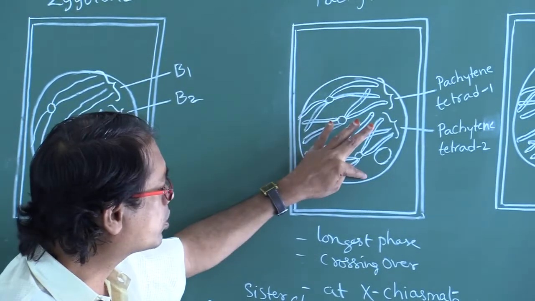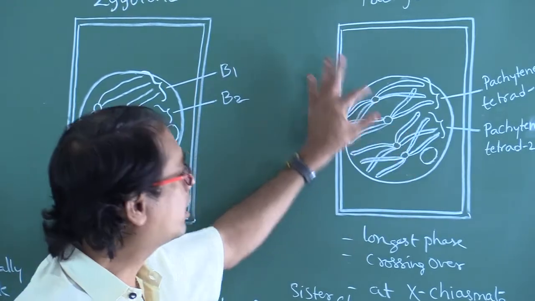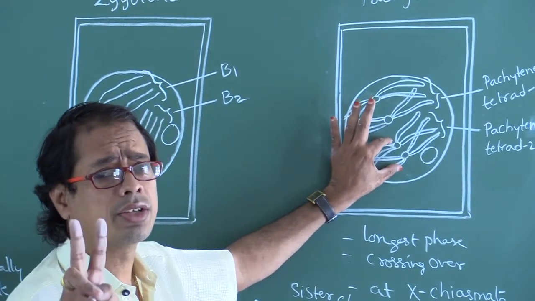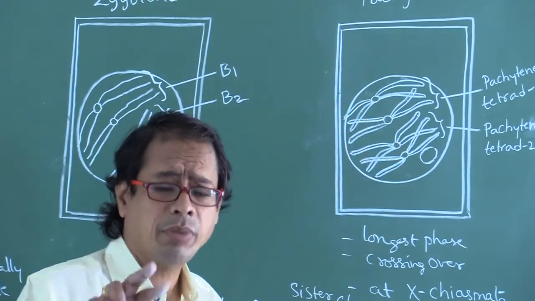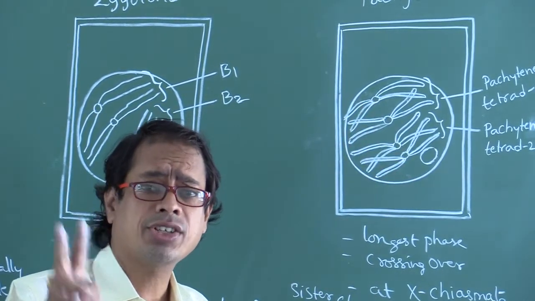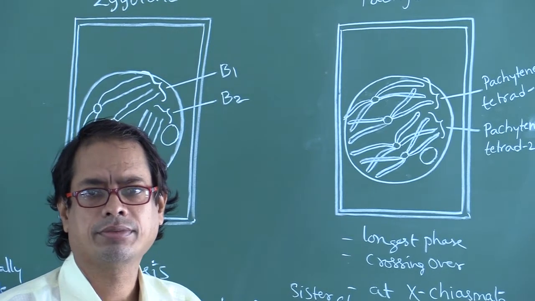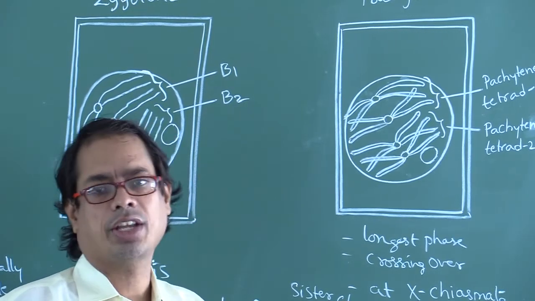Here how many chromosomes are there? 4 chromosomes. How many bivalents are there? This is one bivalent, this is another bivalent. 2 bivalents. 2 bivalents means this is one tetrad, this is one tetrad. Tetrad means 4 chromatid structure is called tetrad. Tetrads are found in Pachytene stage.